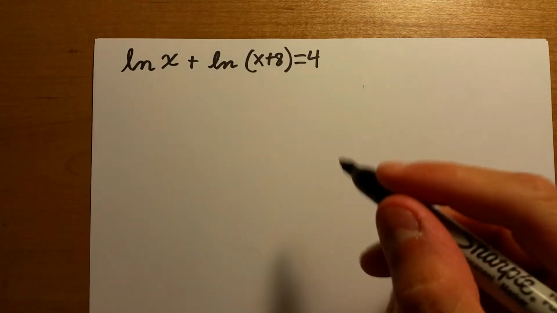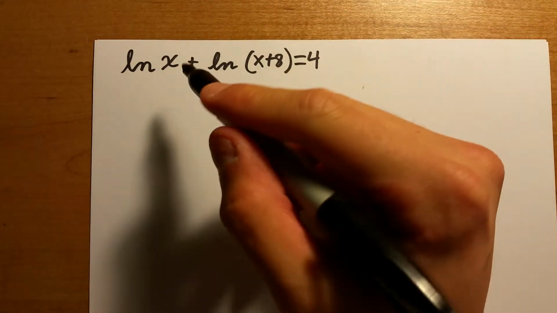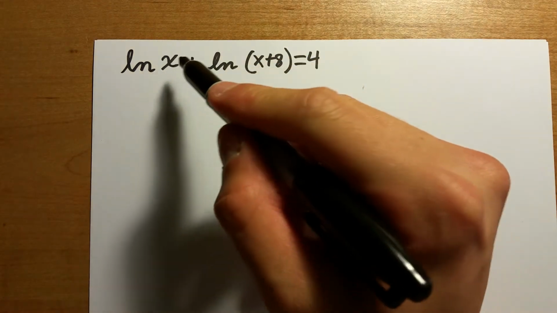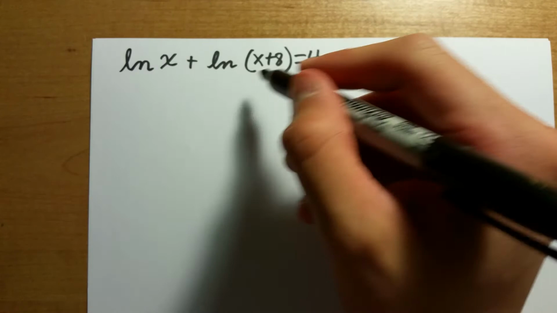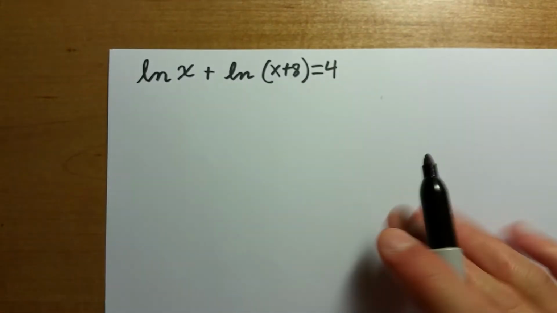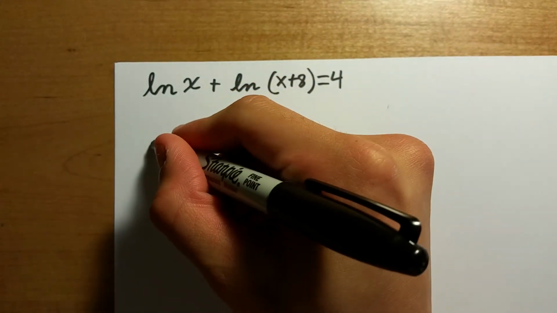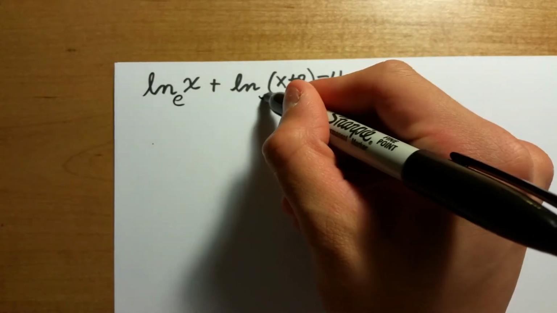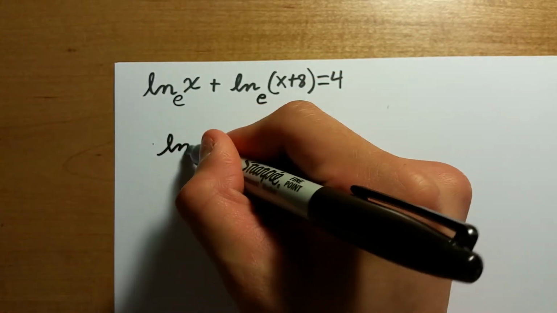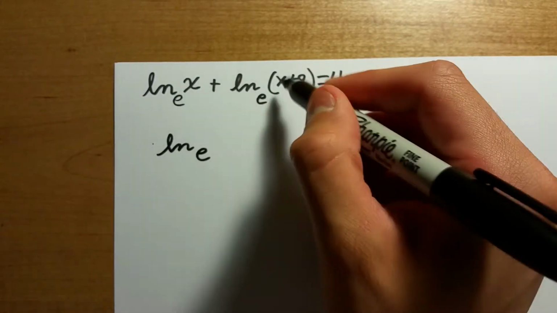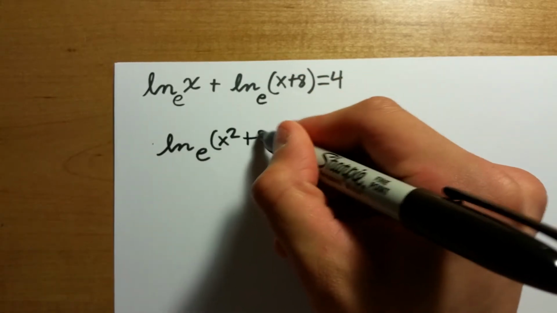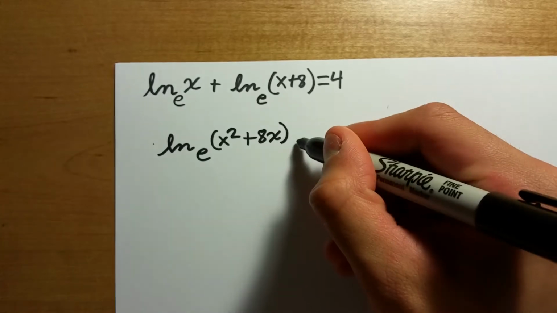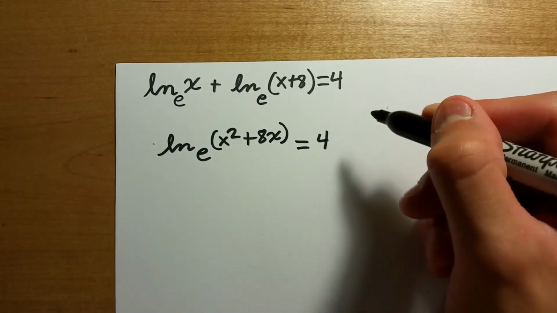So for this one, since they're being added together, we're going to multiply x and x plus 8, since natural logarithms follow the same logarithm rules. Since both of these have base e, we can rewrite it as ln of x times x plus 8, which is x squared plus 8x. And then we set that all equal to 4.